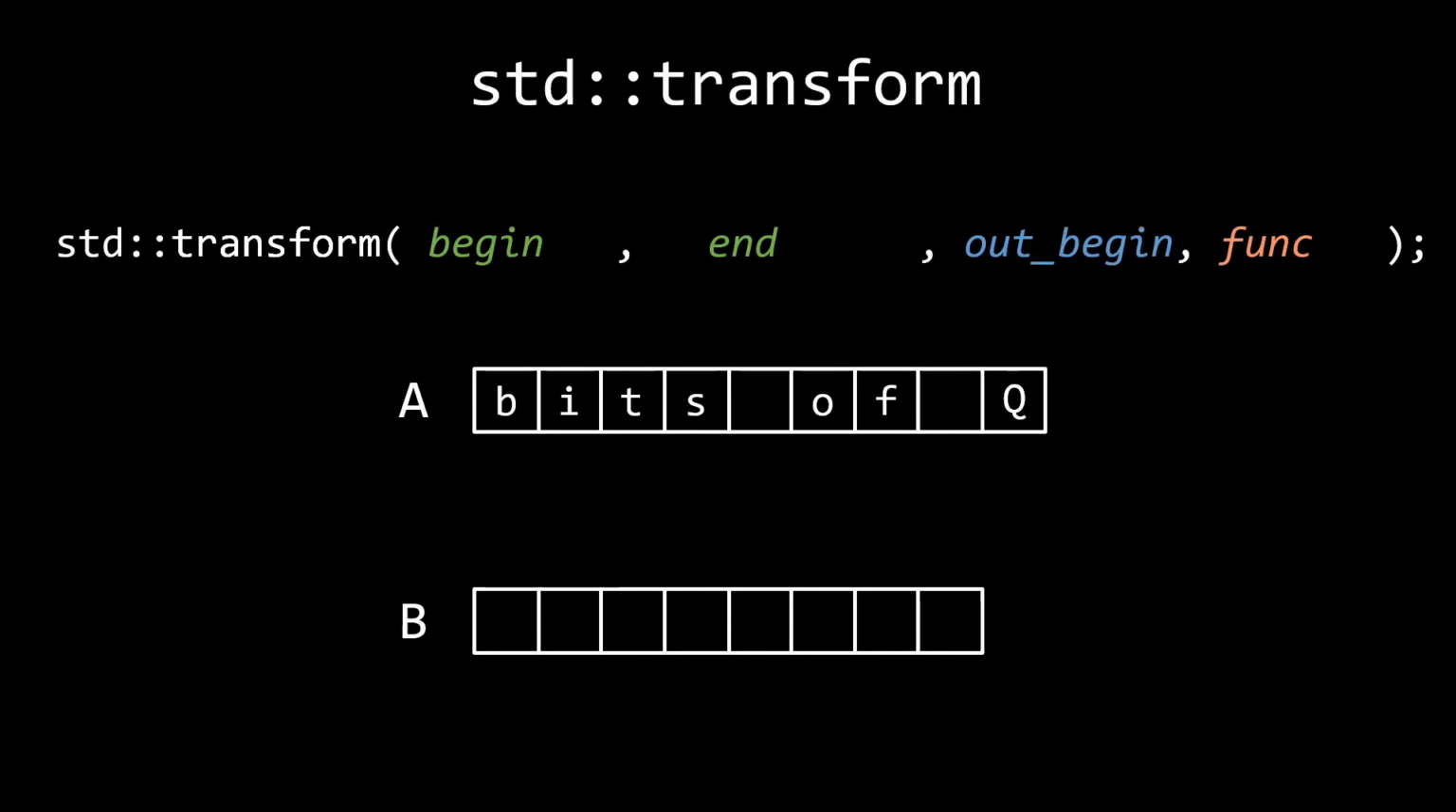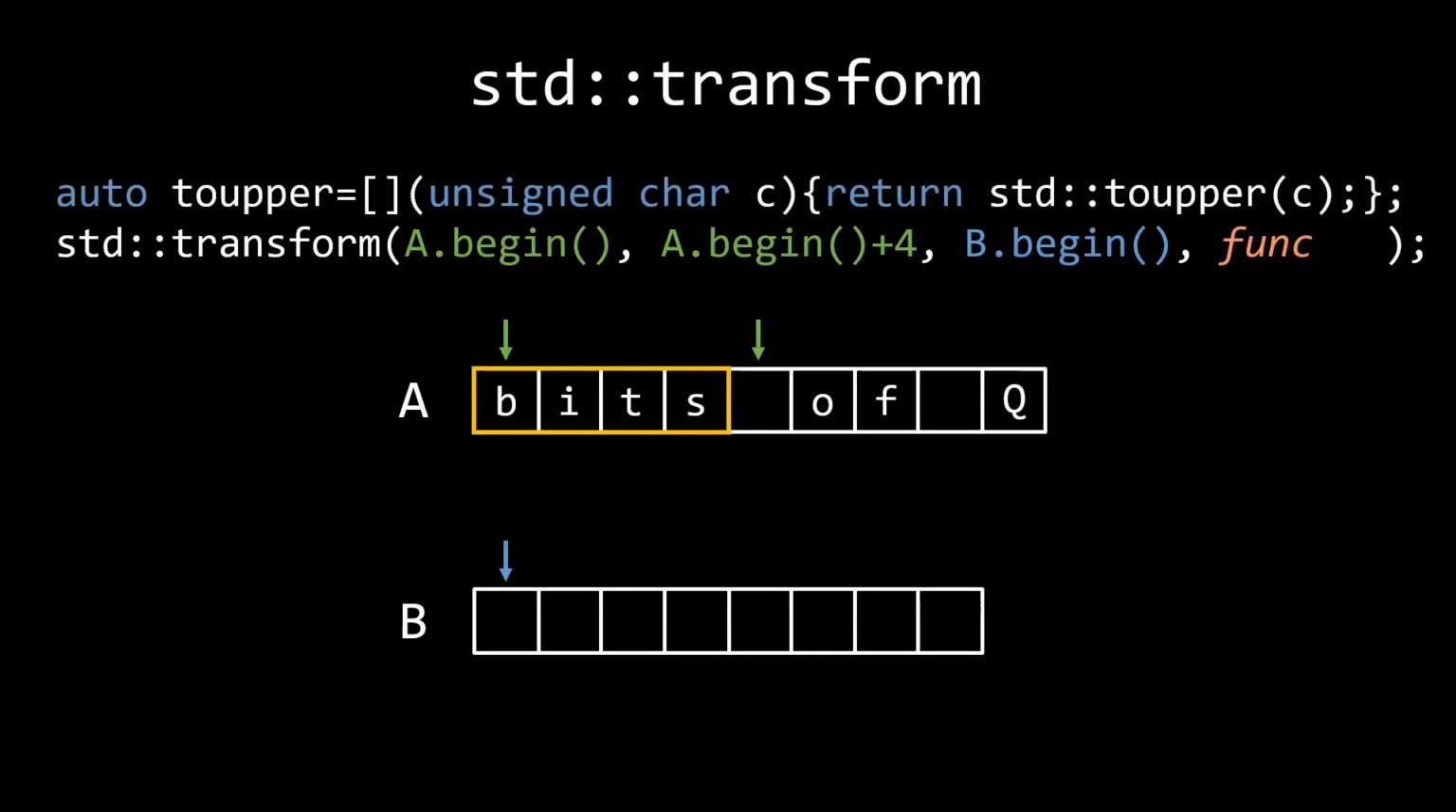In this example, we are going to transform the word bits by supplying a.begin and a.begin plus 4 as the input range for the first two parameters. We want to output the transformed elements to the container B, so as a third parameter we are going to use b.begin. And for our transformation, we'll make the word uppercase by introducing this toUpper lambda, which uses the similarly named standard library function to make its input uppercase. We can then simply supply this lambda as the fourth argument of our call to standard transform.